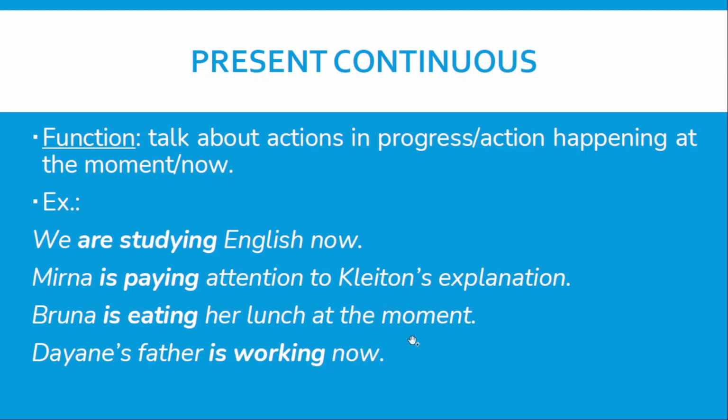So this is the structure that you have to remember about the present continuous. We always say the subject plus the verb be in present form according to the subject, plus the action verb in the gerund form with ing.